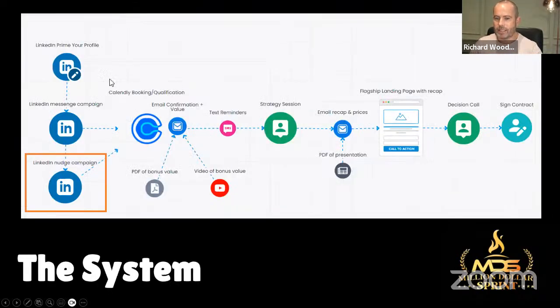Right. So here's the system. Remember, day 1, we talked about priming your profile. Day 2, we talked about sending out those 80 messages to your first degree connections. Day 3, we talked about the 100 club and getting your Calendly sorted. Now we're going to be talking about the nudging. And I want to show you how this now all hooks up.